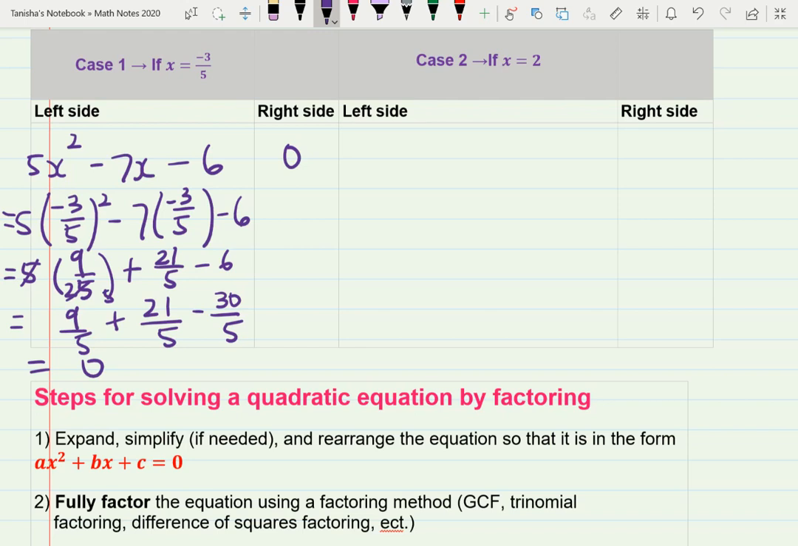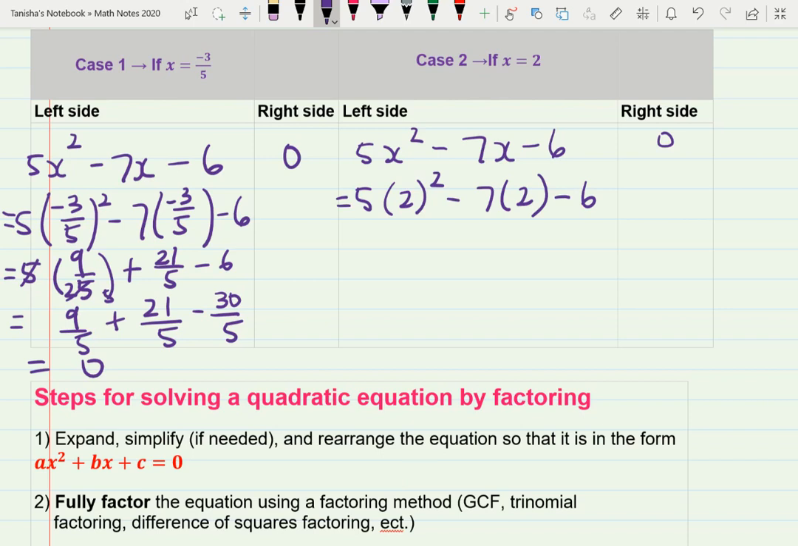Let's try the second solution. Again, we set up our equation, 5x squared minus 7x minus 6 on the left. On the right, that's equal to 0. But this time, we're substituting in 2 into the equation to see if it works. 5 times 2 squared minus 7 times 2 minus 6. Okay, and we evaluate. So 5 times 4 minus 14 minus 6 is equal to 20 minus 14 minus 6, which is equal to 0.